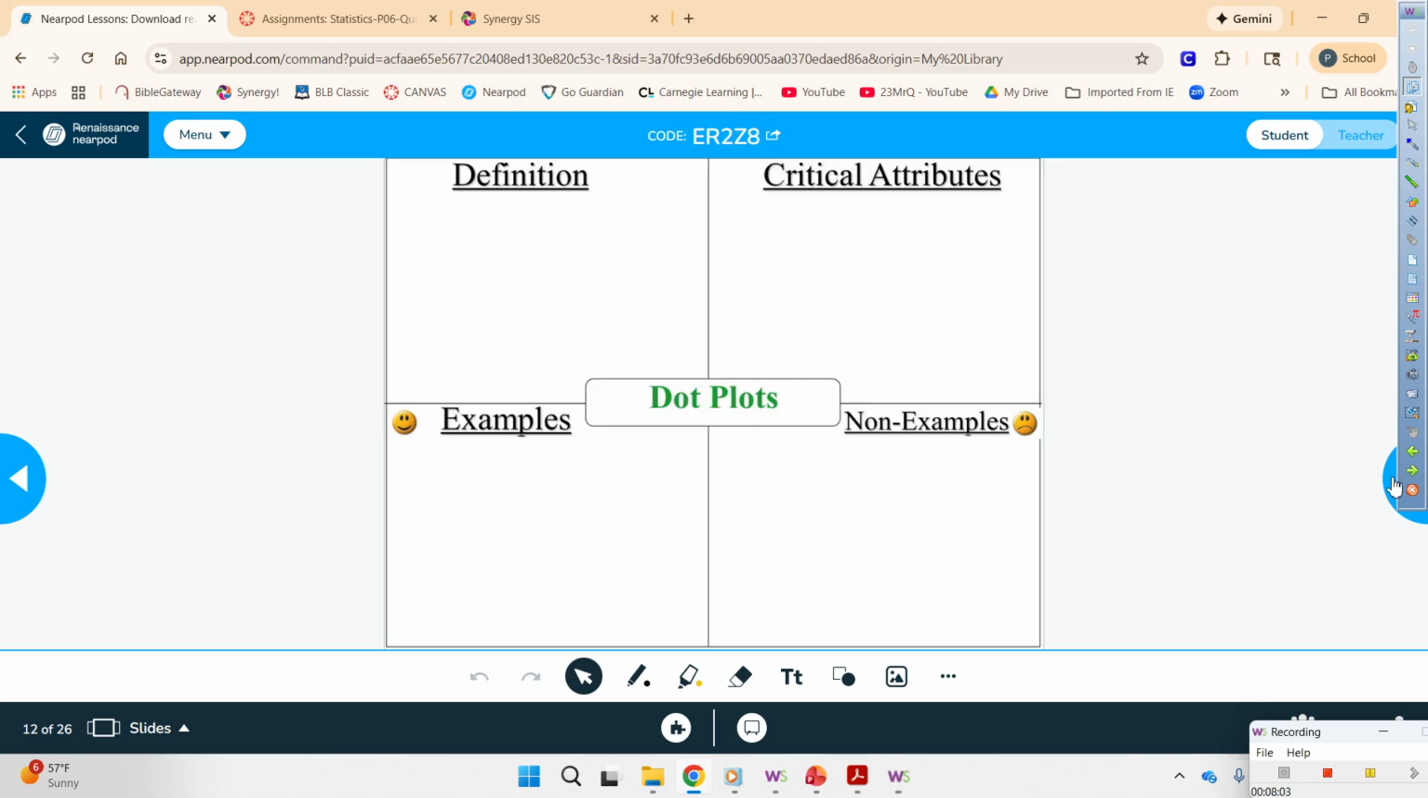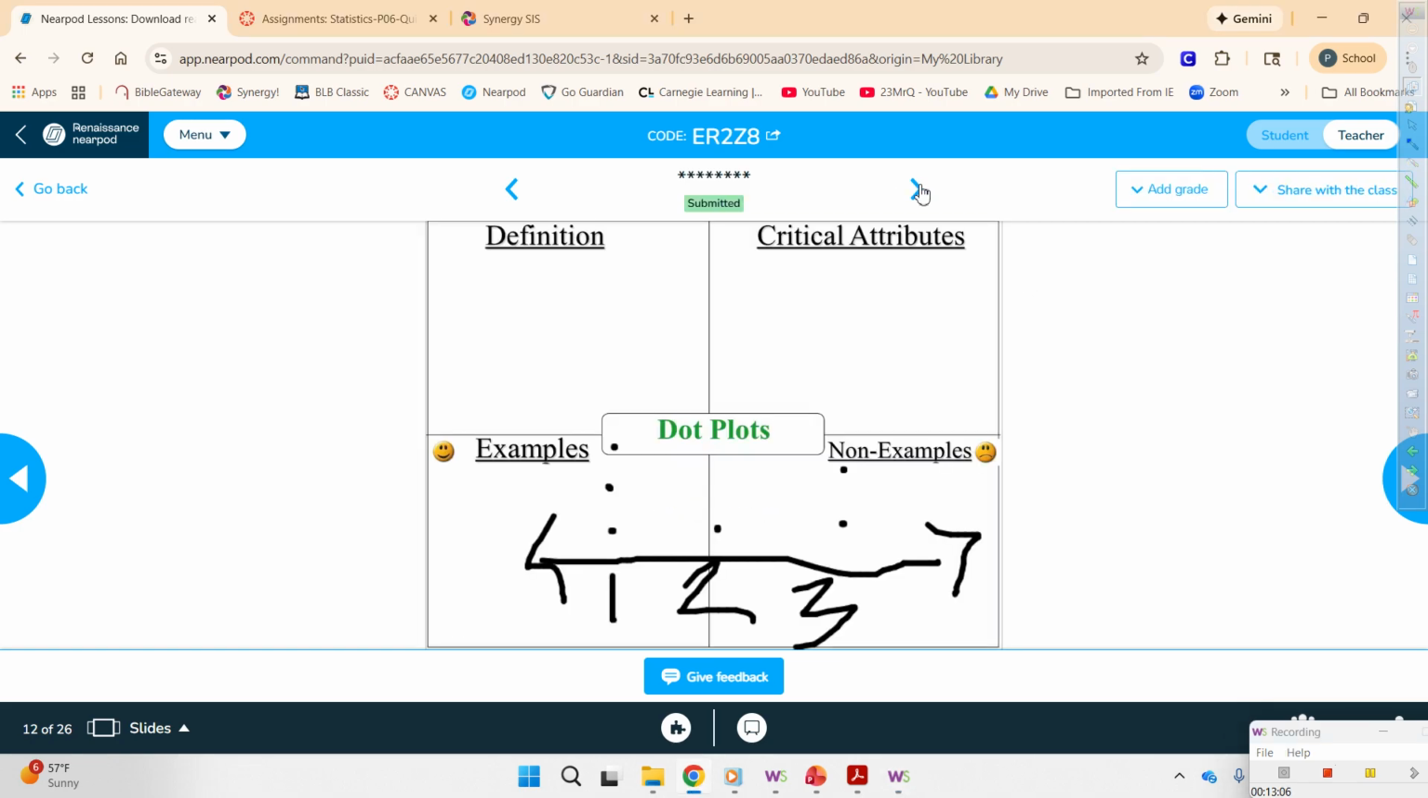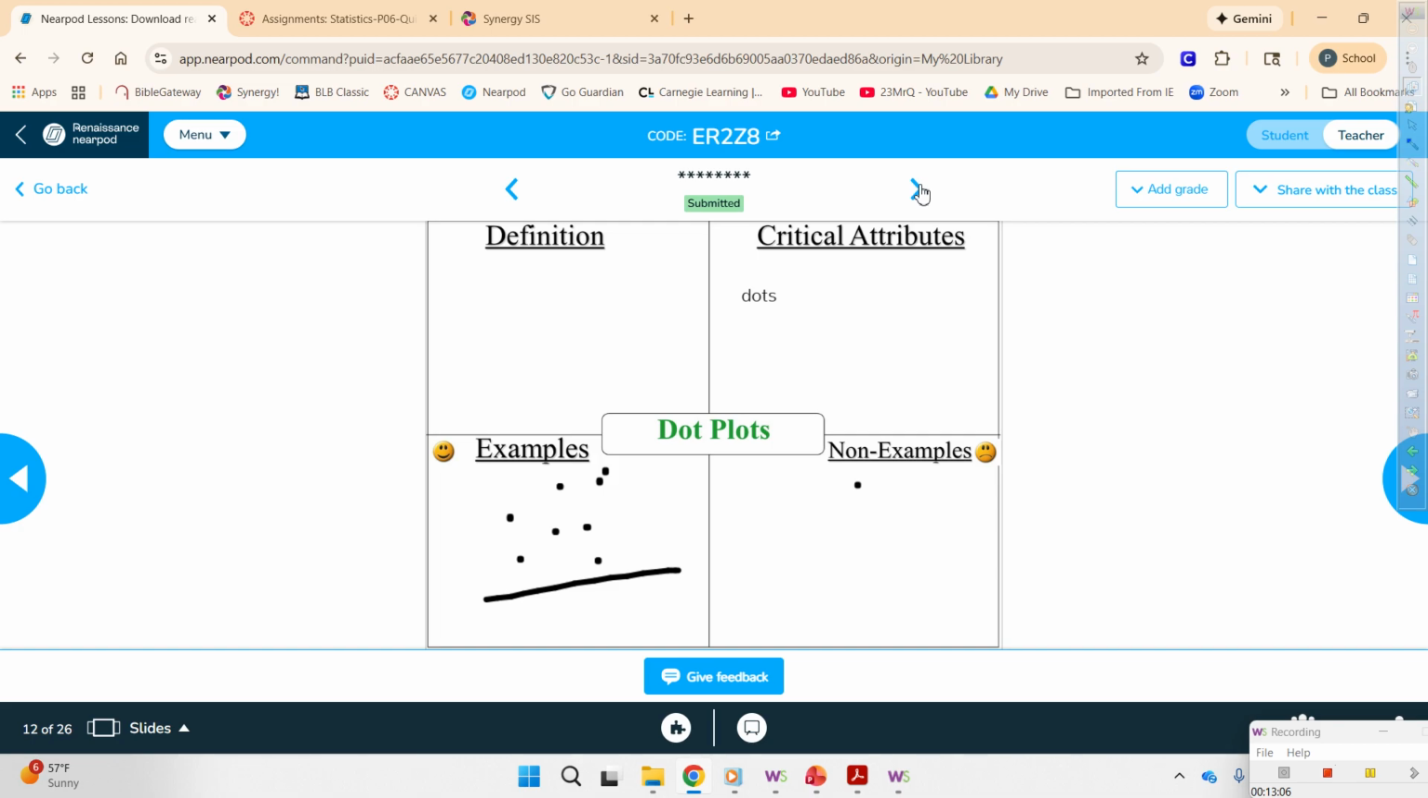Dot plots. Make an example here of a dot plot. Once you get it started, show your neighbor to make sure they understand how to build a dot plot. All right, this one is correct. We just need numbers underneath. Let's go to the next one. There you go. That one is pretty close, just needs numbers underneath.